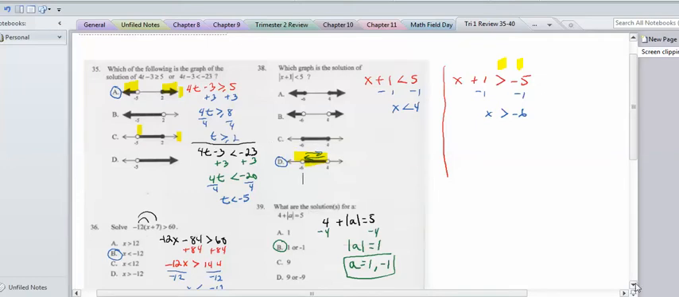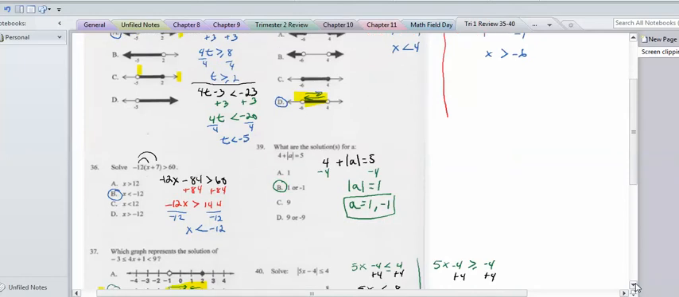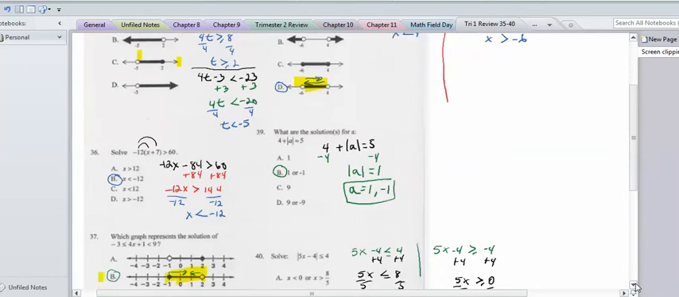Okay, next one, 39. Okay, first thing I want to do is get the absolute value of A by itself. So I'm going to move the 4 to the other side by subtracting. Then I have the absolute value of A is equal to 1. Well, remember, with absolute value, there's 2 solutions. One's positive, one's negative. So that's why it could be +1 or -1.